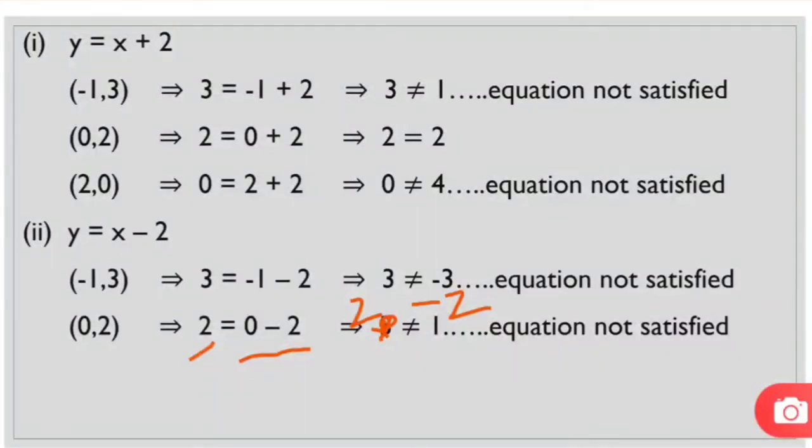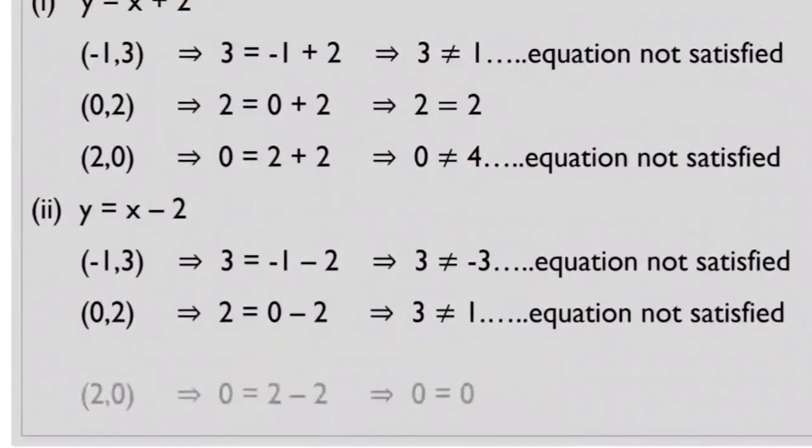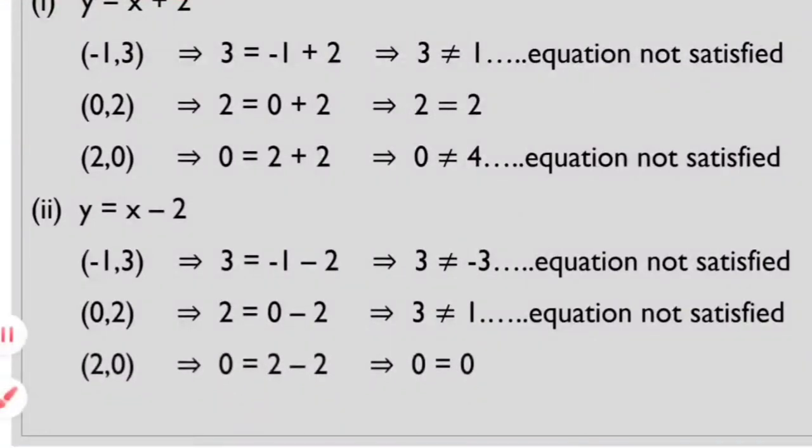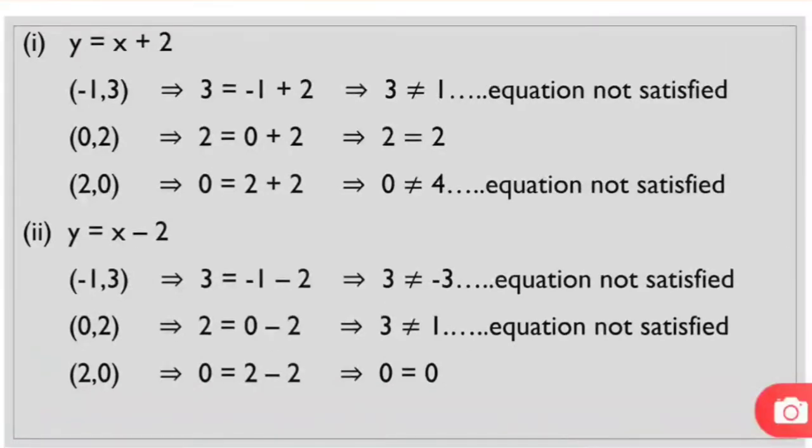Then next we have 2 and 0. When we insert, y value is 0 and x value is 2, we will see 2 minus 2, so 0 is equal to 0. This pair satisfies the equation, but as the remaining two pairs are not satisfying the given equation, the graph is not of this equation also.